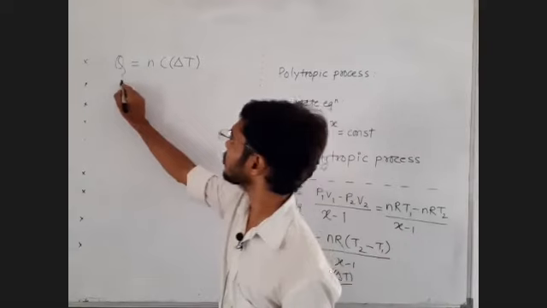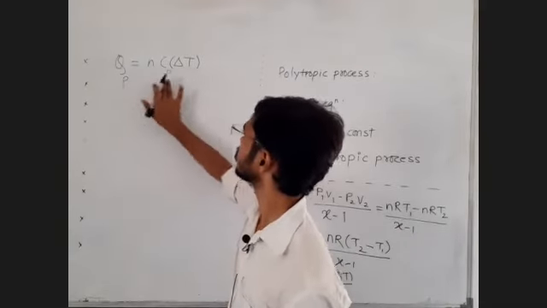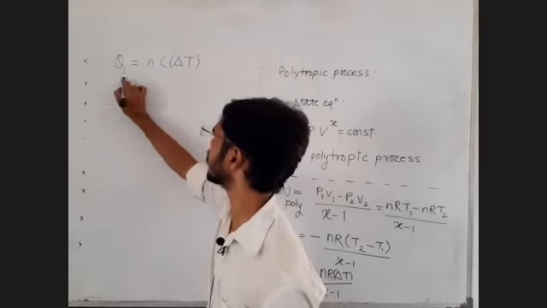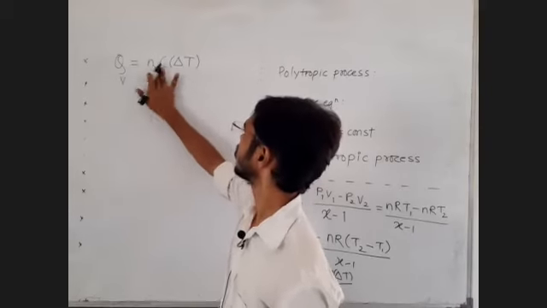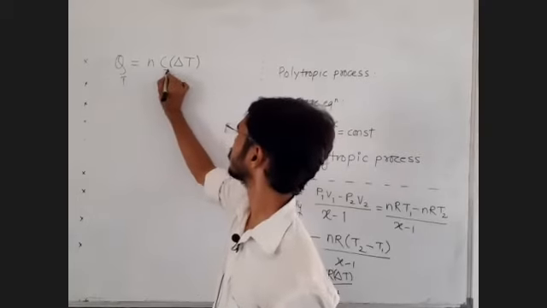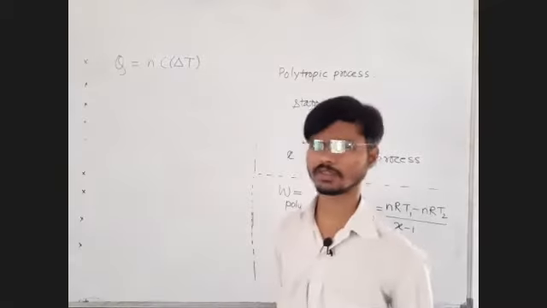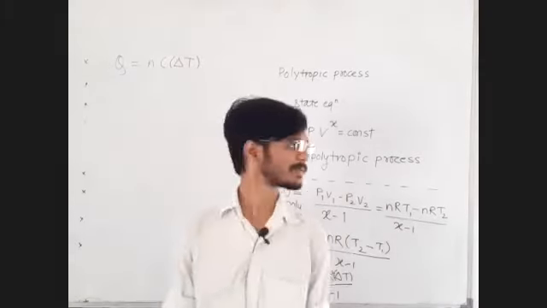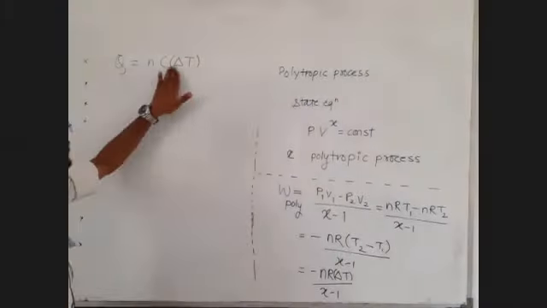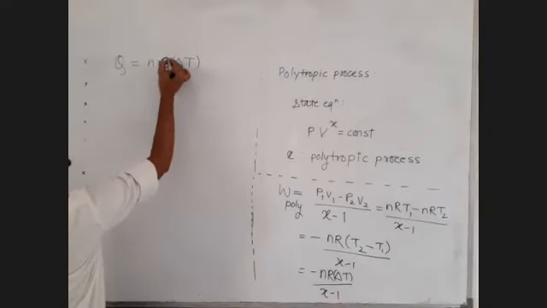If the heat is supplied at constant pressure, you will write Qp, you will write Cp. If the heat is supplied at constant volume, you will write Qv, you will write Cv. If the heat is supplied at constant temperature, you will write QT and CT. That's it. This is the general formula, so this is applicable for the polytropic process also. nC delta T.